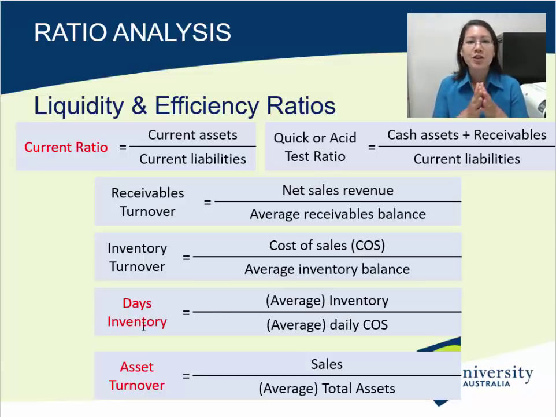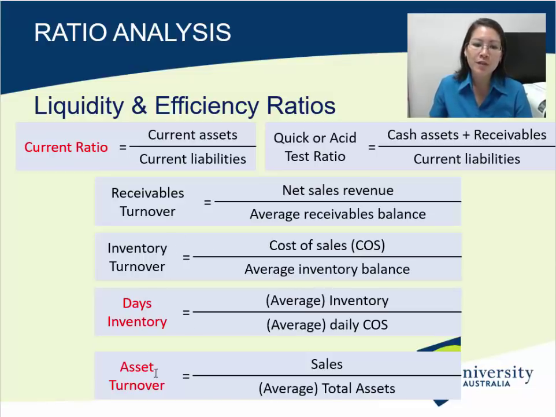So number of days inventory, how long is it taking us to sell our inventory from the time we purchase it to the time that we actually sell it? The asset turnover is a measure of how efficiently we are utilizing our assets to generate sales. So how often are we turning the value of our average total assets into sales? How often are we turning that dollar figure over into sales?